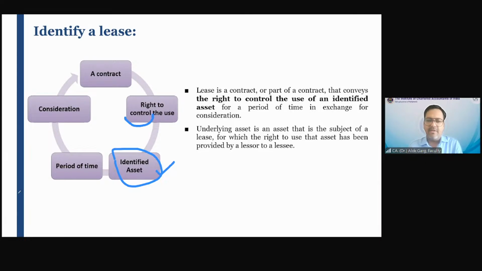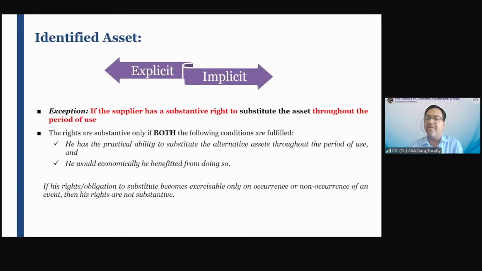Okay. So let's move forward, right? And let's get deeper into understanding what is meant by right to control the use and what is meant by identified asset. First, I'll discuss identified asset. For an asset to be an identified asset, it has to be explicitly or implicitly written in the contract. What is meant by explicitly written in the contract? And can you give me an example where it is explicitly written in the contract? The asset is explicitly written in the contract.